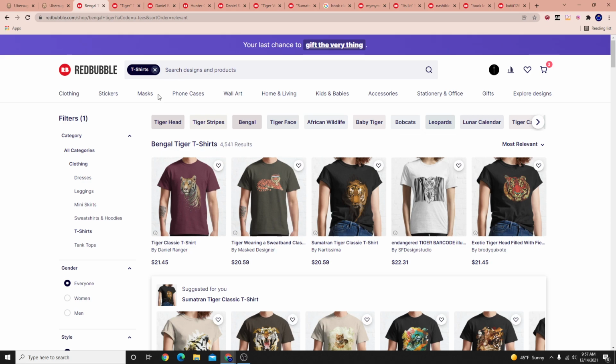If we take, for example, the quote-unquote tiger niche, that's one niche. That's the word tiger. Now, there are many different sub-niches under it. You could have tiger head, tiger stripes, Bengal tiger, tiger face, African wildlife tiger, baby tiger. Those might be different niches underneath it as sub-niches, but they are their own niches as well, right?